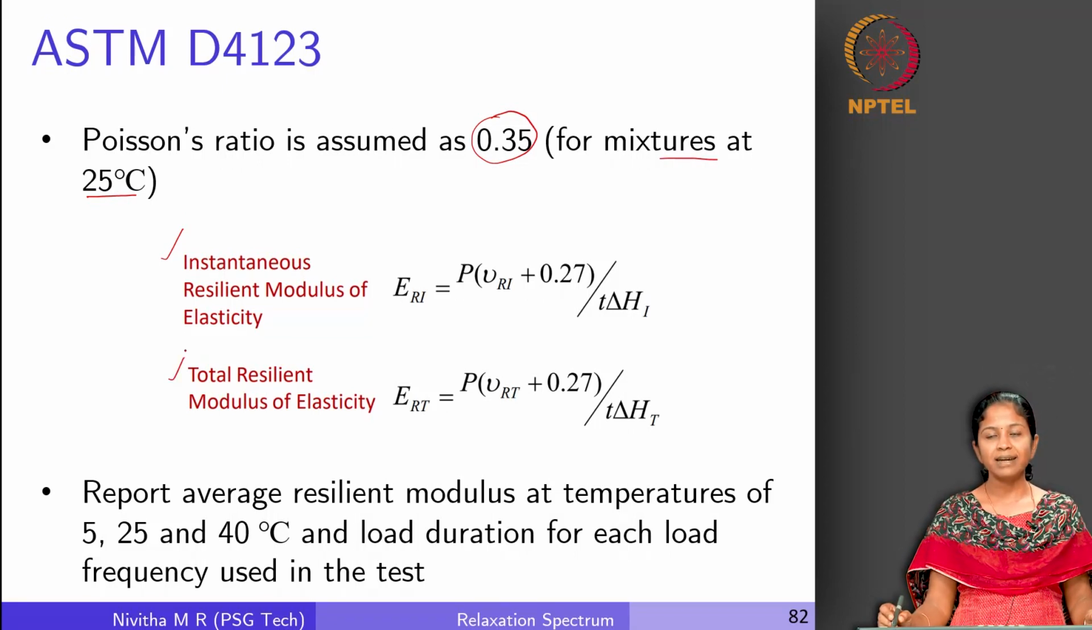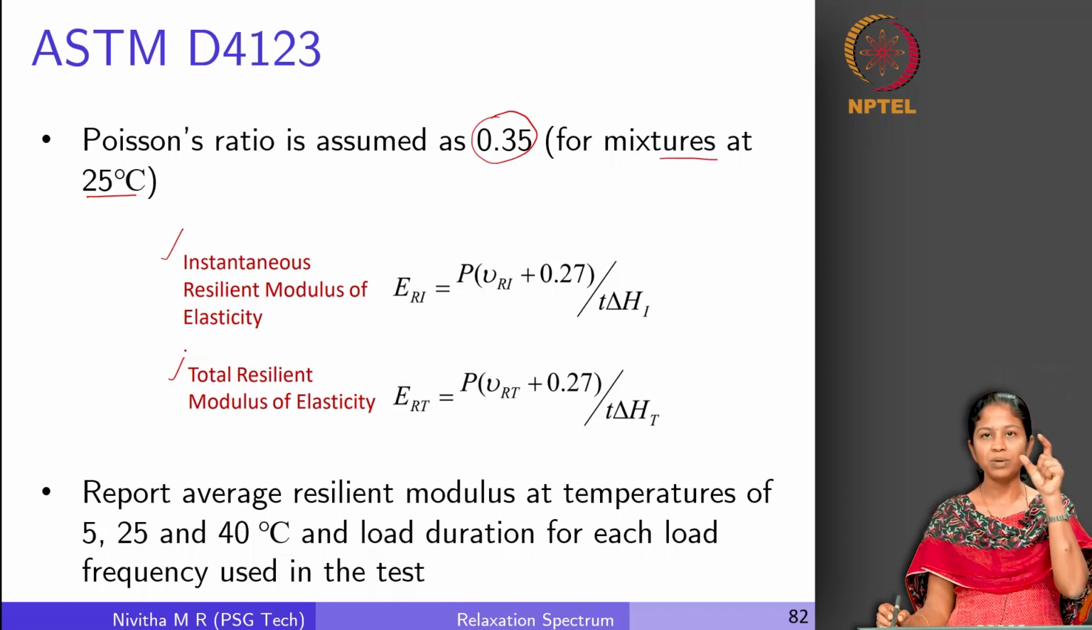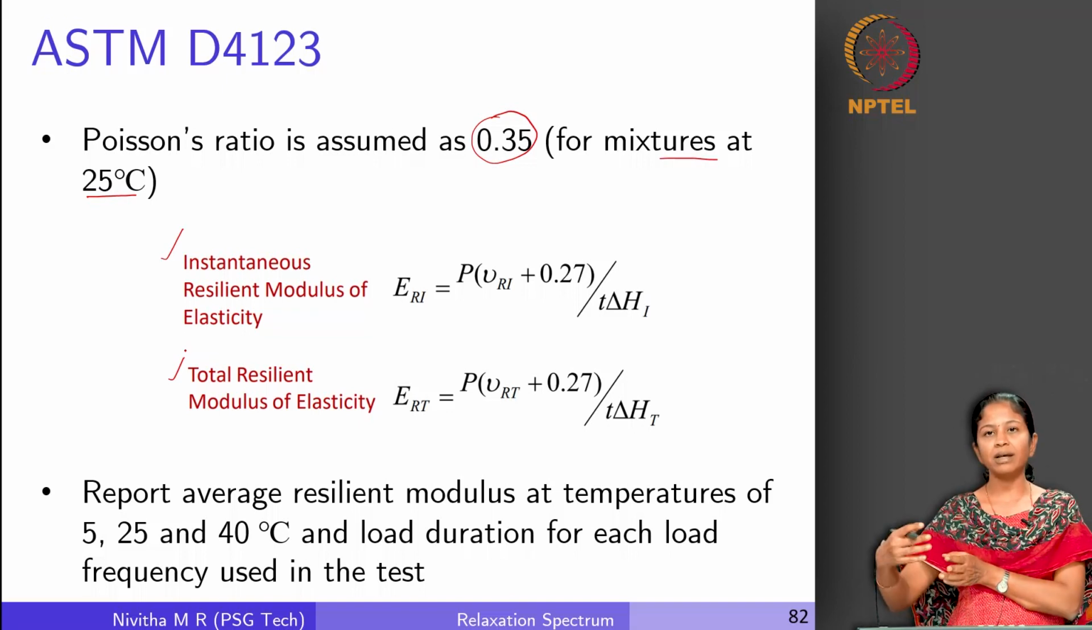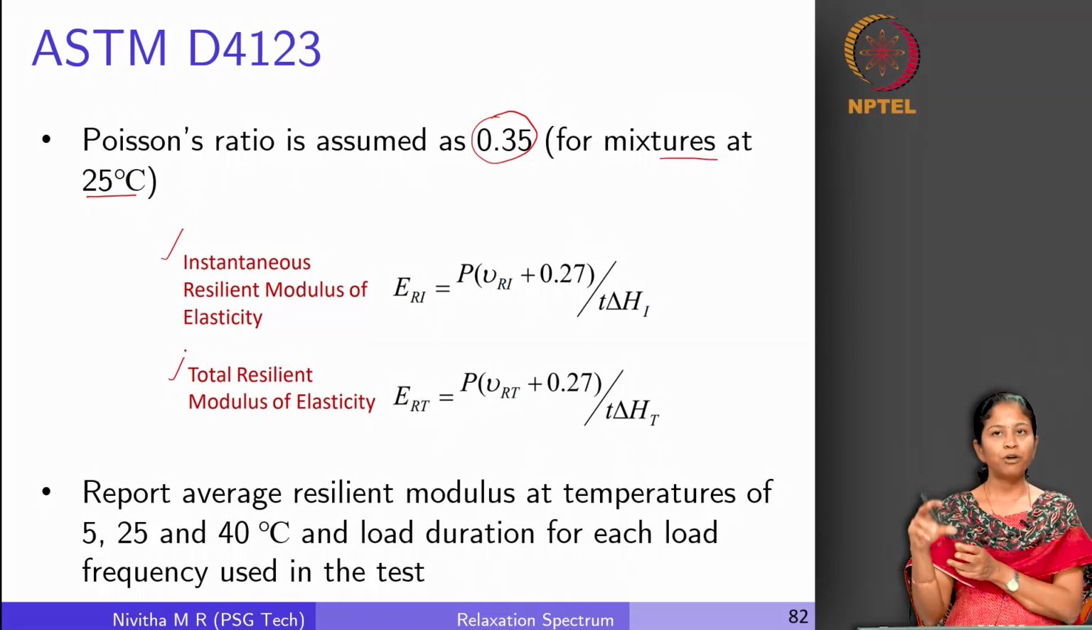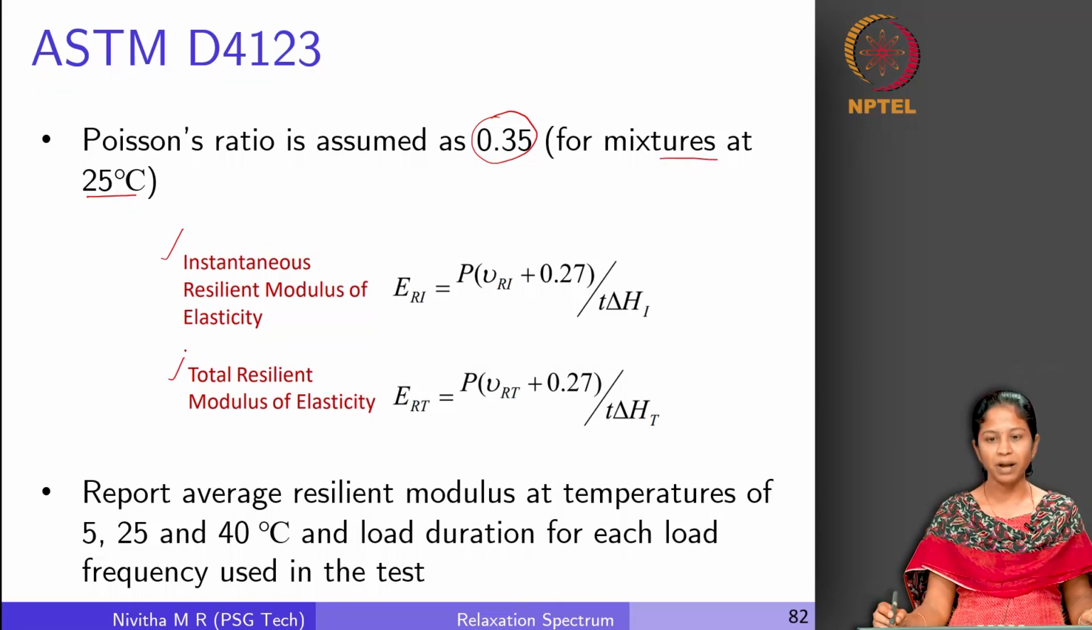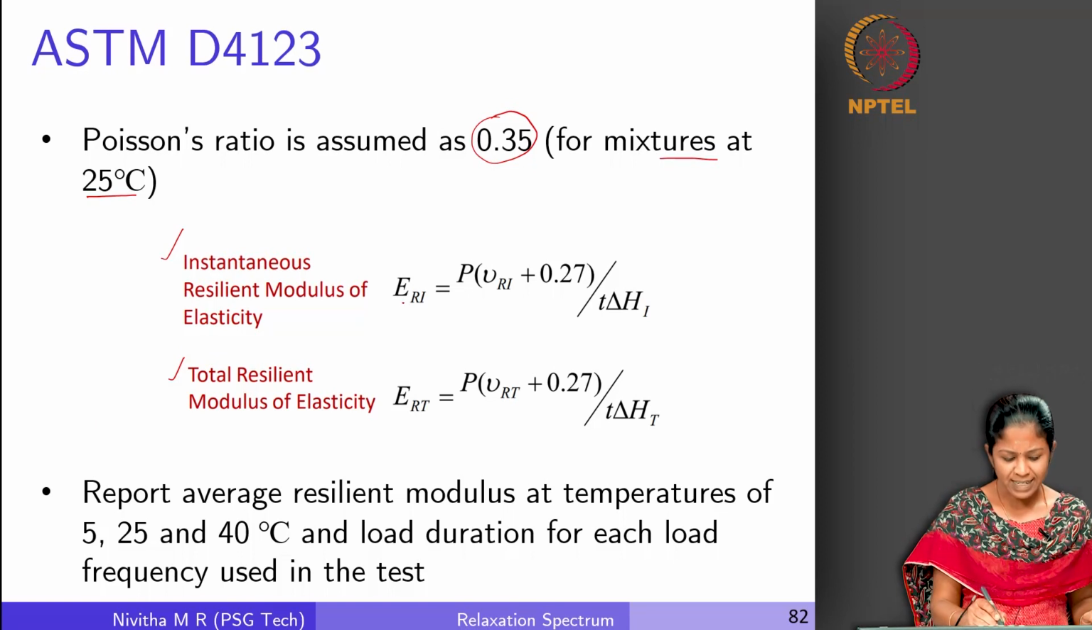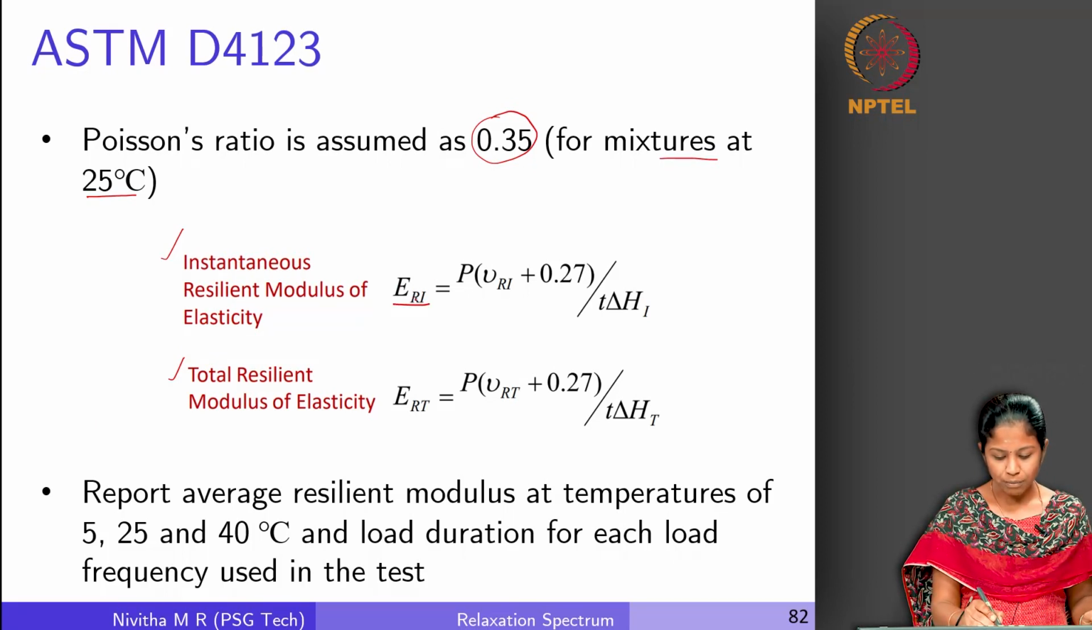So, we said instantaneous is once we remove the load, how much it is able to recover quickly. For that portion we will compute a resilient modulus, and for the total after the completion of the rest period, what is the resilient deformation, for that we will compute another modulus parameter. So, the instantaneous resilient modulus ER, modulus of resilience instantaneous, that is the denotation.